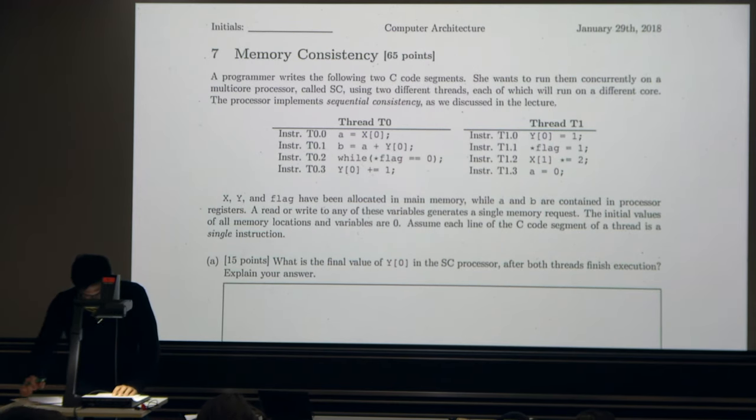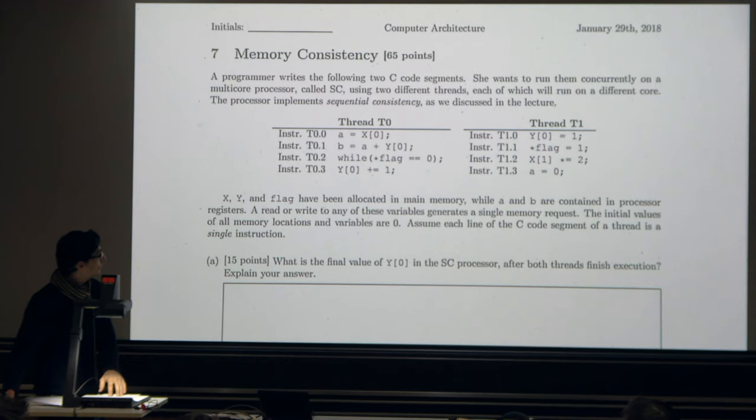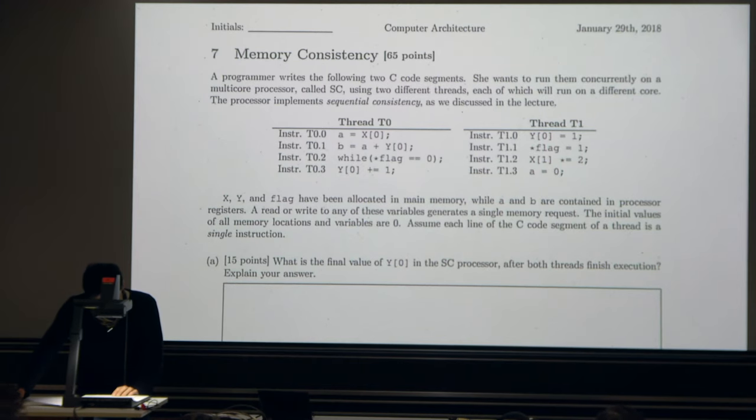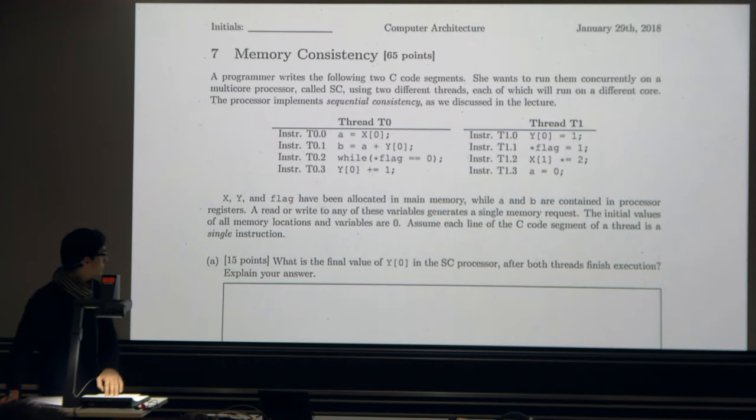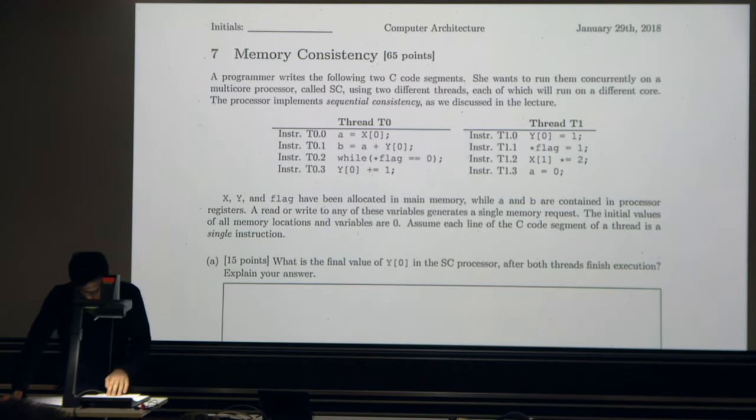A programmer writes the following two C code segments. She wants to run them concurrently on a multi-core processor called LSC using two different threads, each of which will run on a different core. The processor implements sequential consistency as we discussed in the lecture, and this is the code that the two threads execute. It's very simple. As you can see, each of them is composed of four instructions. X, Y, and flag have been allocated in main memory, while A and B are contained in processor registers. A read or write to any of these variables generates a single memory request. The initial values of all memory locations and variables are zero. Assume each line of the C code segment of a thread is a single instruction. That's important to keep in mind.